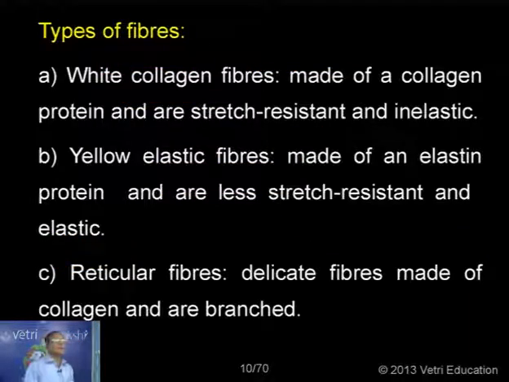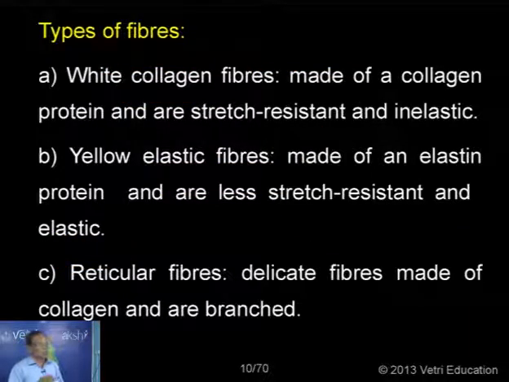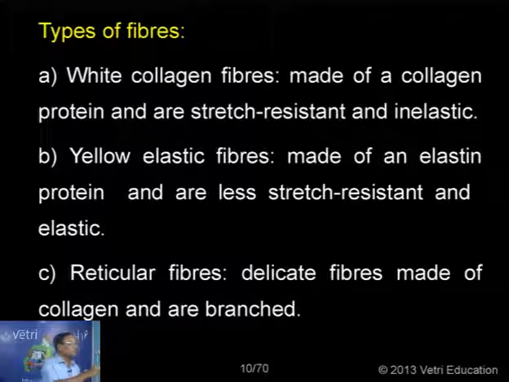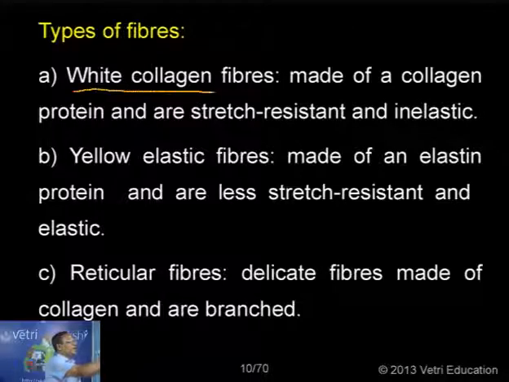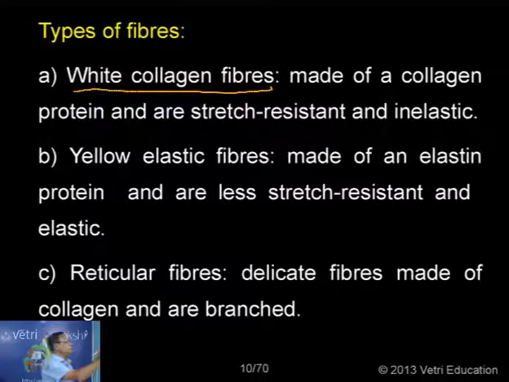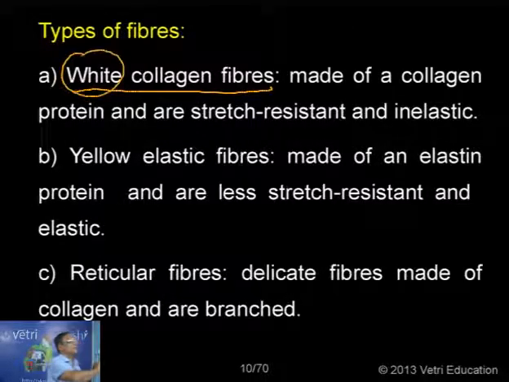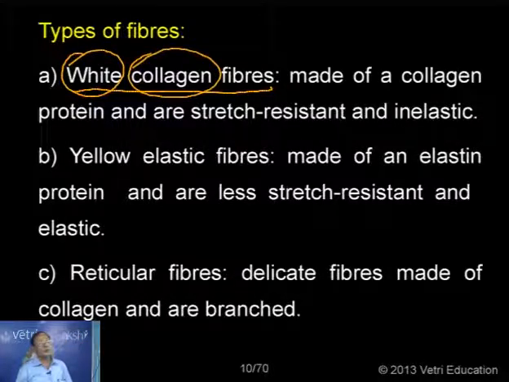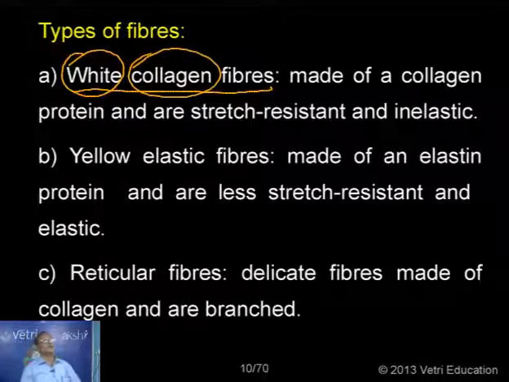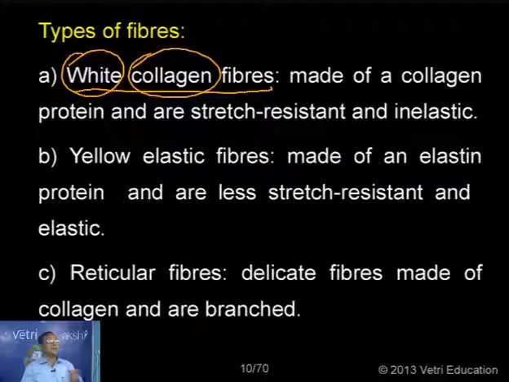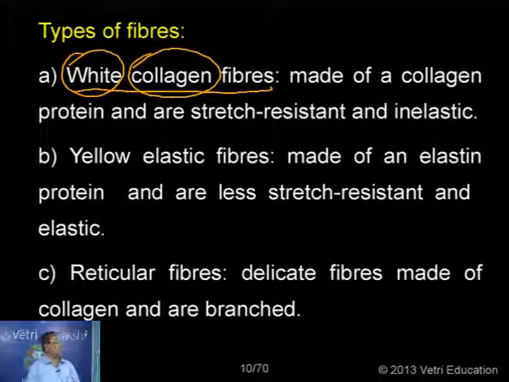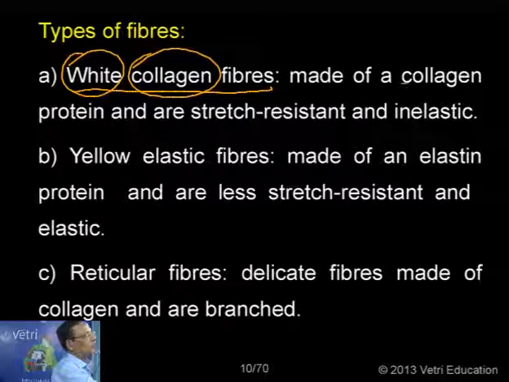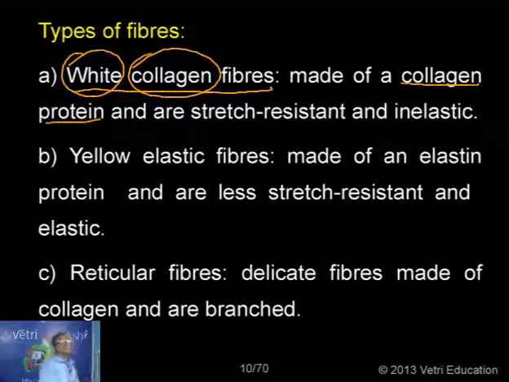We can take the types of fibers, either in a normal connective tissue or specifically in a loose connective tissue. Number one, white collagen fibers. It is named so because it is white in color. It is also called collagen fibers, because the name of the protein it is made of is collagen. Collagen is normally stretch resistant and inelastic in nature. So these fibers are made of collagen, a kind of protein.